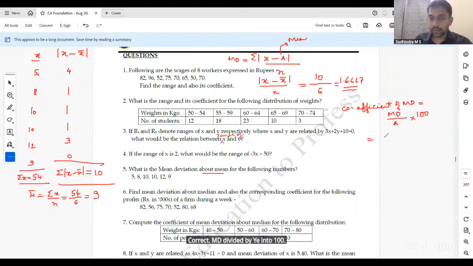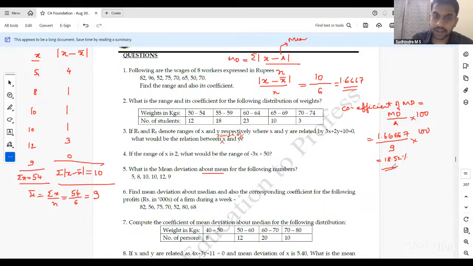Here MD is 1.6667. A is 9. A is the arithmetic mean. Arithmetic mean is 9, into 100. That's what we get: 18.5%.